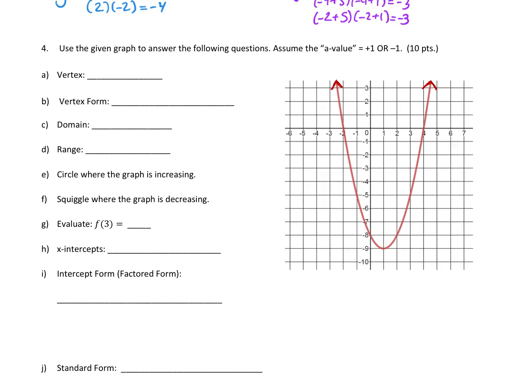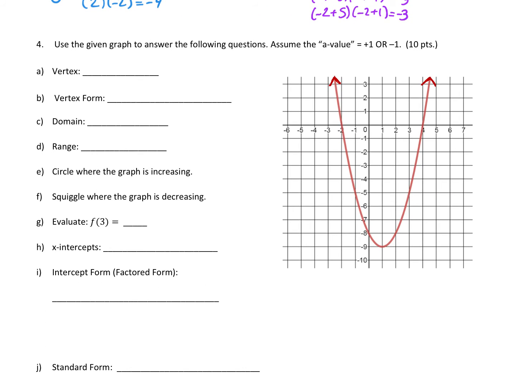All right, the last question was using the graph, we're going to fill in some key information. So the first question asks, what is the vertex? So the vertex is my starting point, so it's right here. So that's going to be 1, -9. The next question says it wants us to write it in vertex form.